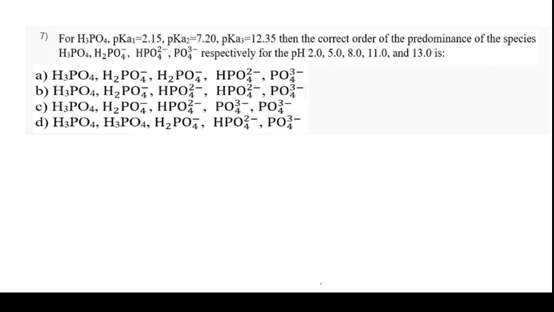Next question is for H3PO4, pKa1 is 2.15, pKa2 is 7.20, and pKa3 is 12.35. Then the correct order of predominance of species, these are the species H3PO4, H2PO4 negative, HPO4 2 negative, PO4 3 negative, respectively, for the pH of 2, 5, 8, 11, and 13 is. These are the pHs. Now, these questions can be solved by drawing a log C versus pH diagram. Please try to solve this question, then we'll see the solution in a while.